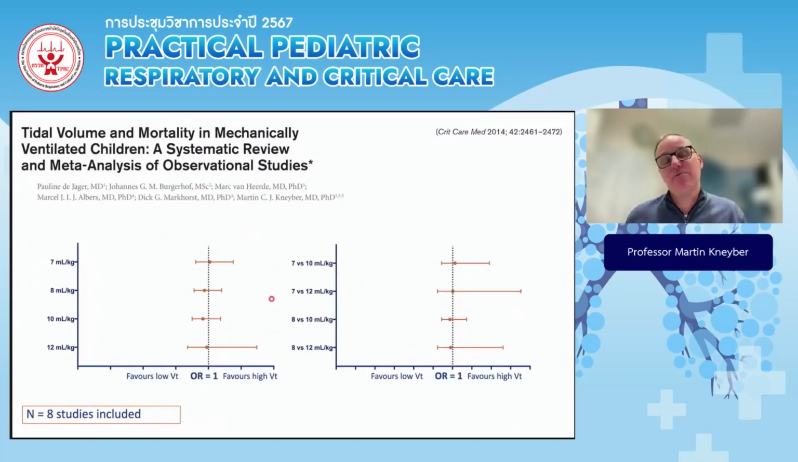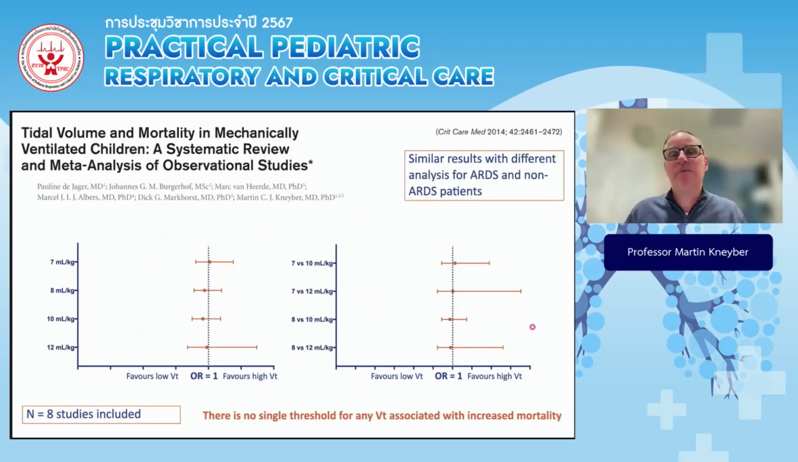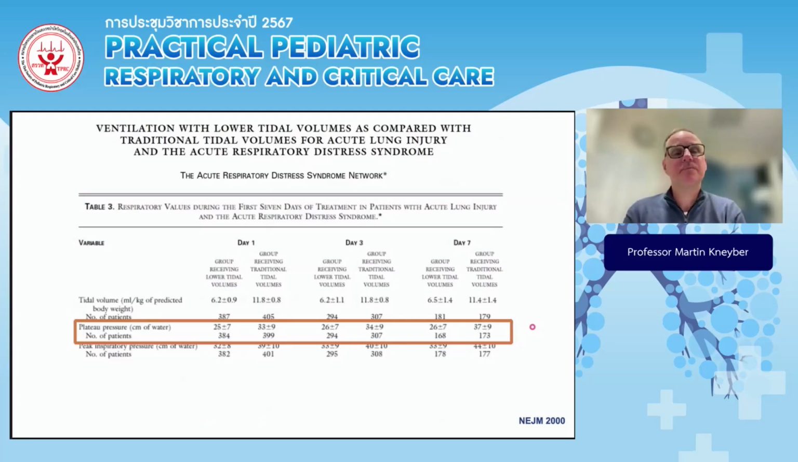Well, the problem is we don't have randomized controlled trials. We only have observational data. And if you pool all the observational data, there is not a single threshold of tidal volume associated with injury, or different strategies in patients with or without PARDS. Now, this study does not mean that we should not care about tidal volume. I think this systematic review is a very nice example of the heterogeneity that we see in our units, and that we cannot identify a single tidal volume threshold.